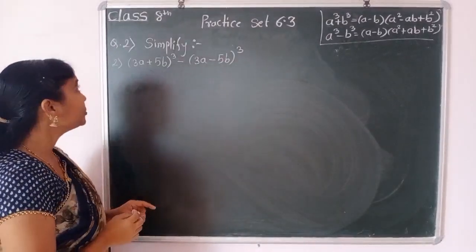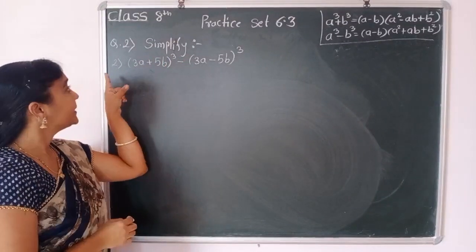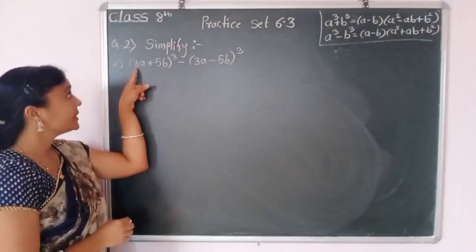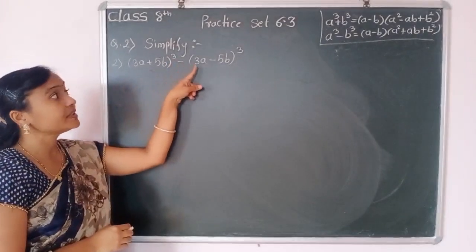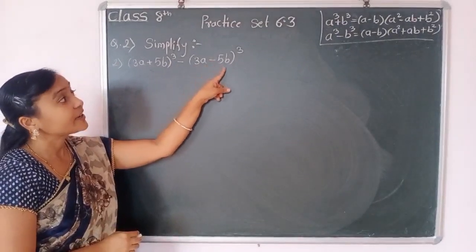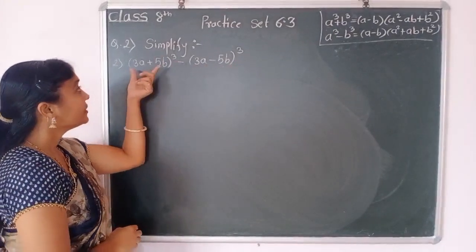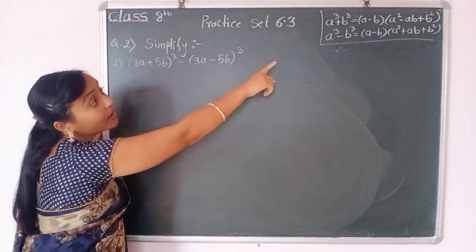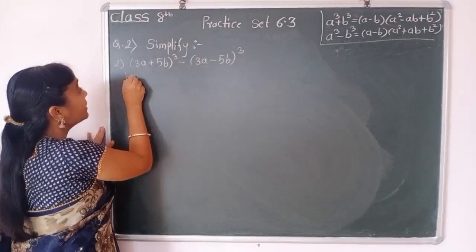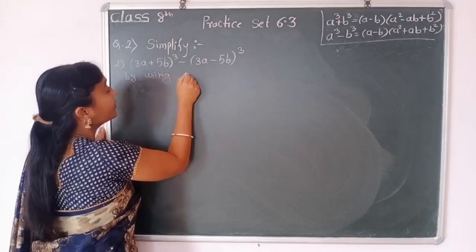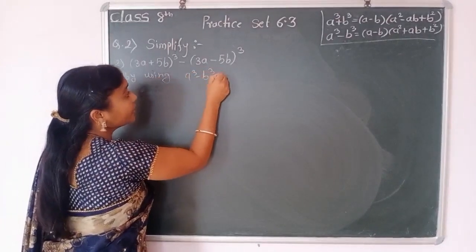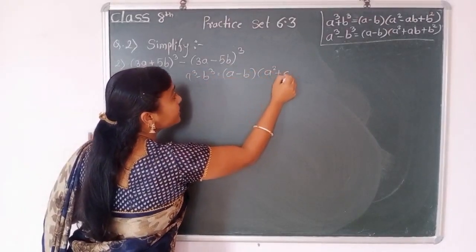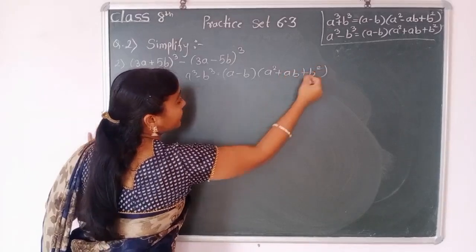See question number 2, simplify. So I take here the second example. You try the first example. The second example is 3a plus 5b bracket cube minus 3a minus 5b bracket cube. Then this is the difference of two cubes, meaning we have the formula a cube minus b cube. By using, again we write down this formula: a cube minus b cube equal to a minus b in the bracket a square plus ab plus b square.